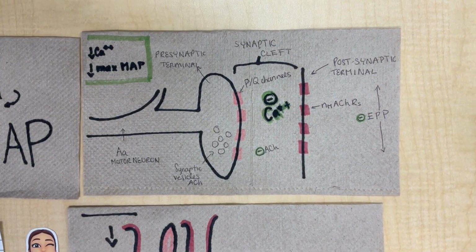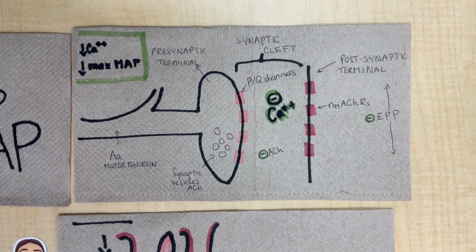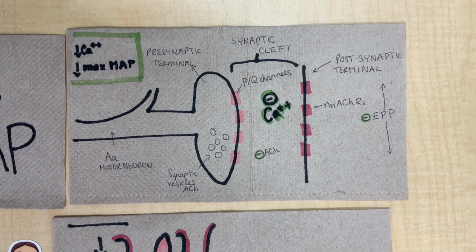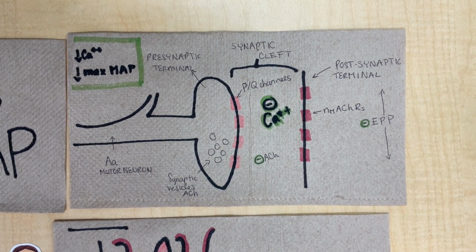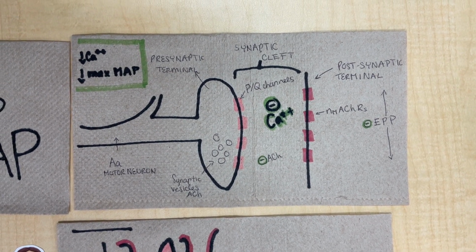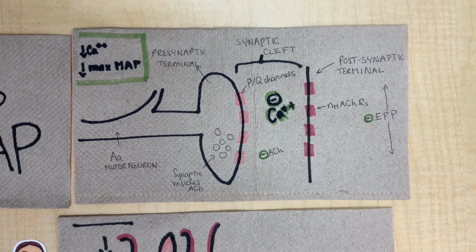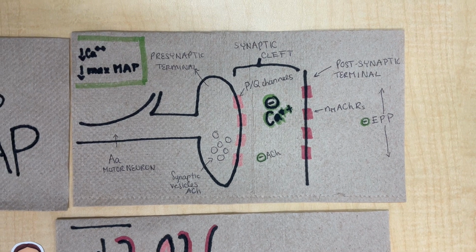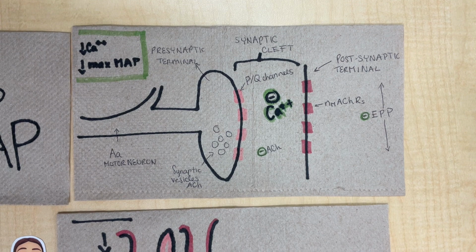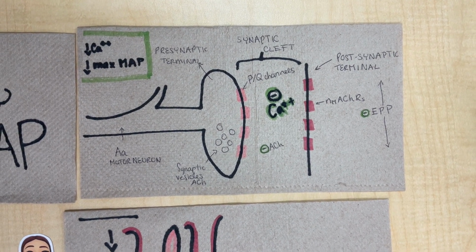This means that there is less calcium available to go through the P/Q channels when the action potential reaches the presynaptic terminal and activates them. Therefore, due to a lack of calcium, which causes vesicle exocytosis, fewer vesicles go through exocytosis and not as much ACh is released into the synaptic cleft. When less ACh binds to the nicotinic muscle acetylcholine receptors, fewer end plate potentials are caused, and a lower amount of action potentials in the muscle are generated, therefore decreasing the MAP.